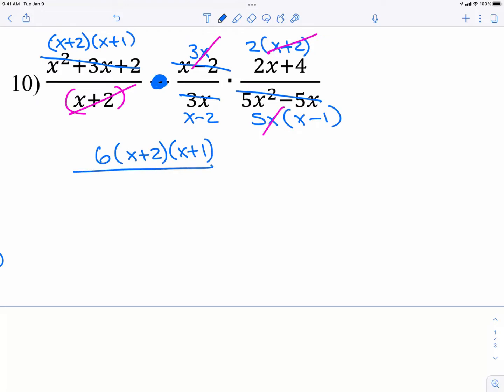Then in the denominator, what do we have left there? We have this 5, and we have this factor of x minus 2. So on the bottom, you'll just have 5, x minus 2. Oh yeah, we also have this factor of x minus 1. So we bring that down as well. And this, ladies and gentlemen, is our final answer.